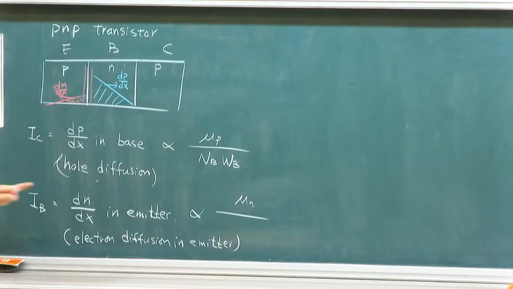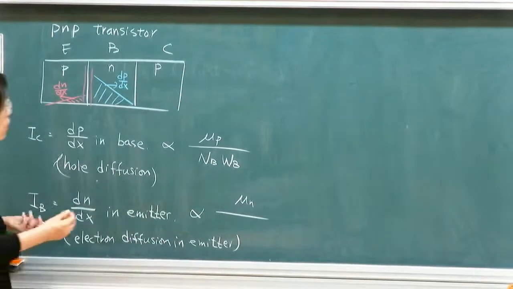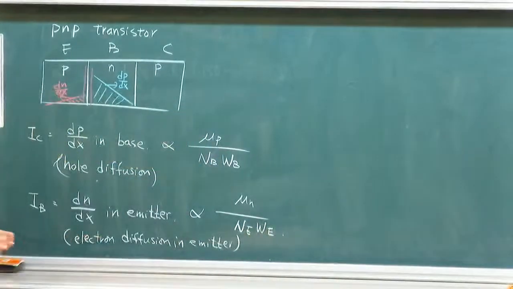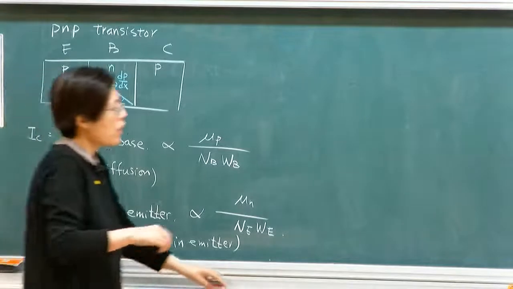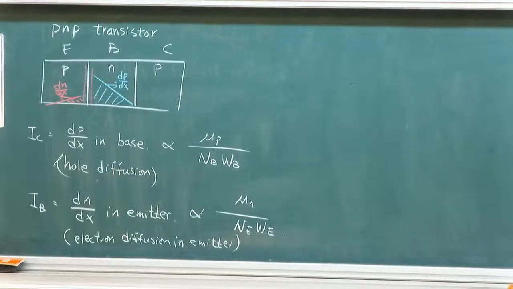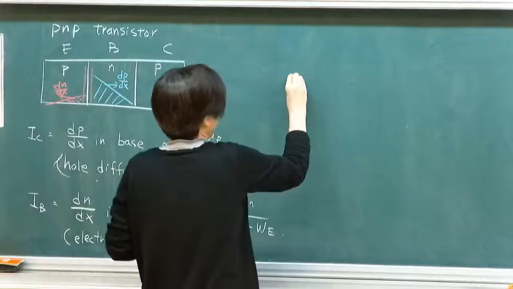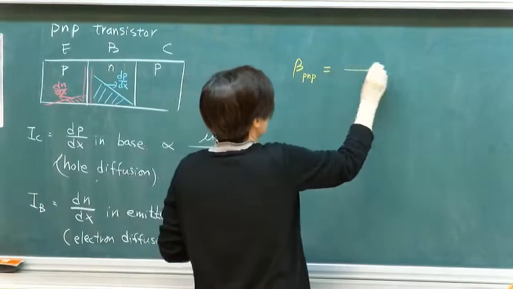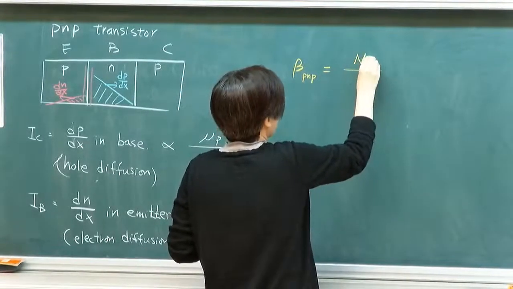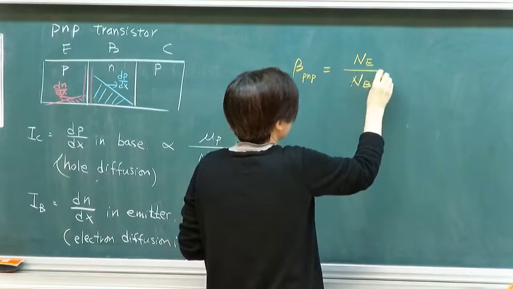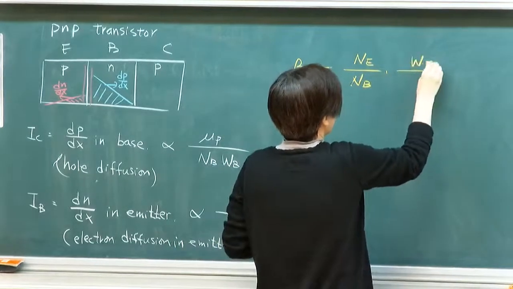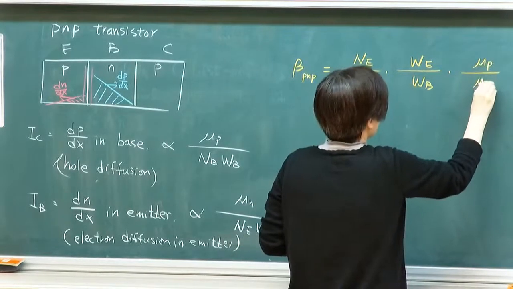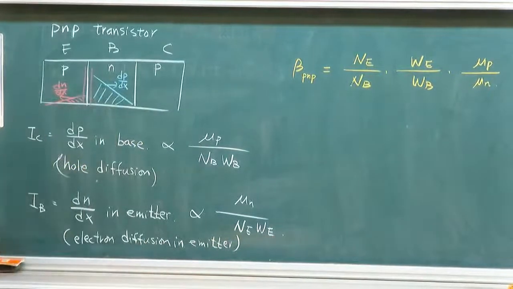Therefore, it will be proportional to its mobility because it's electron current, and inversely proportional to emitter doping and emitter base width. Okay? So as I talk about the current gain for a PNP transistor, it will then be the ratio between NE over NB, WE over WB, mu P over mu N, right?